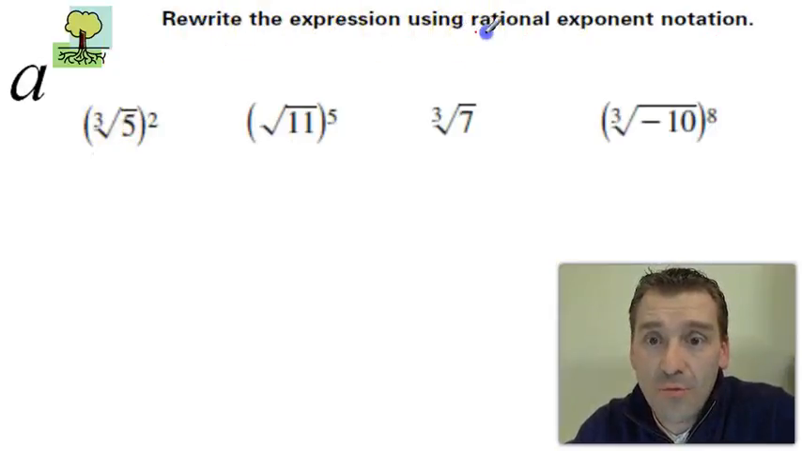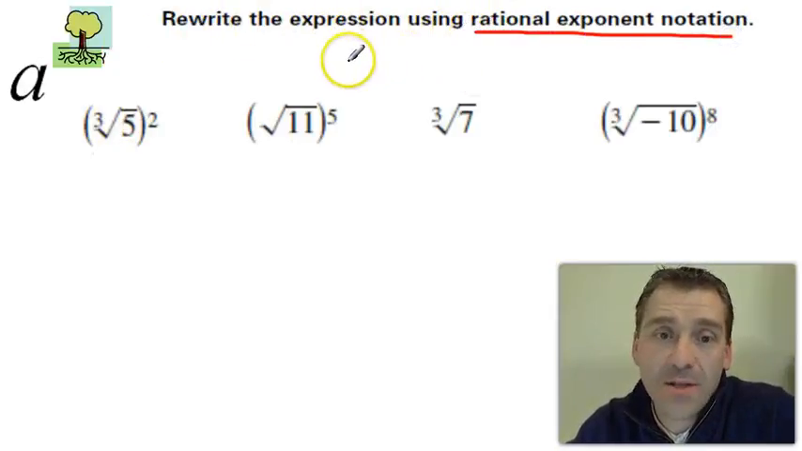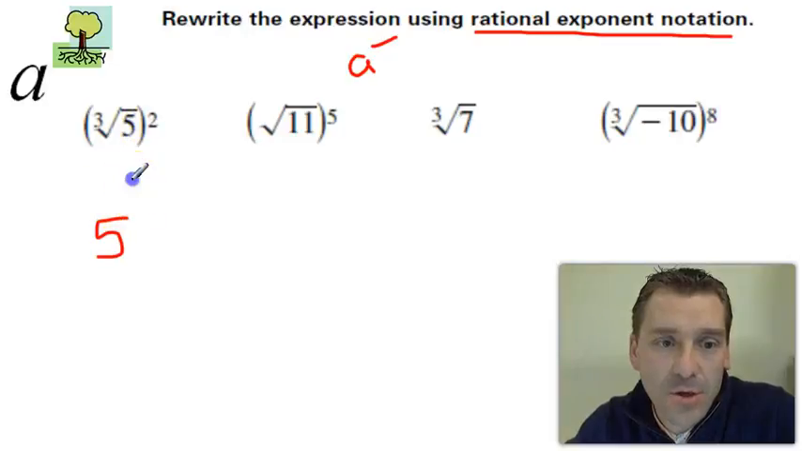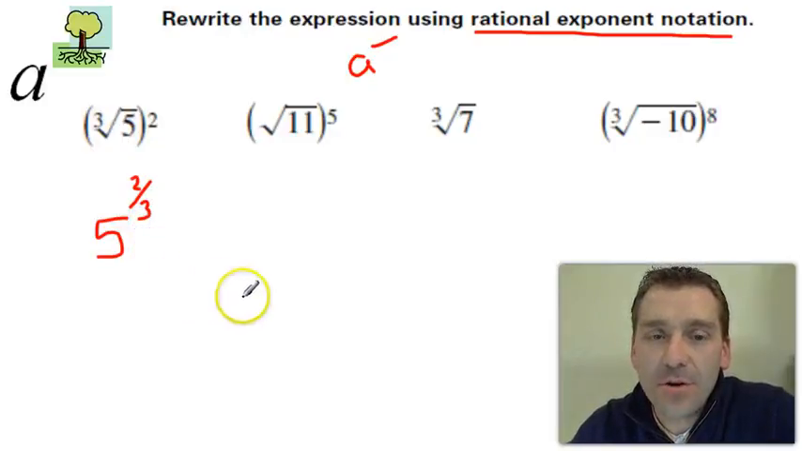rewrite the expression using rational exponent notation. So I'm writing something where it is a base and then a fraction on top. Well, here we go. Base is 5, so 5 is my base. Wonderful. The trunk of the tree is the powerful part of the tree. 2 goes on top. This is my root. It goes underneath, right there. 5 to the 2/3 power.